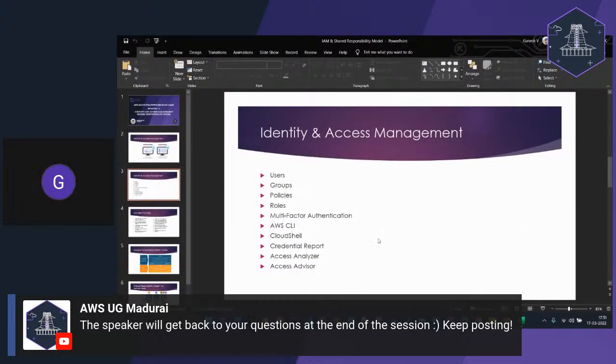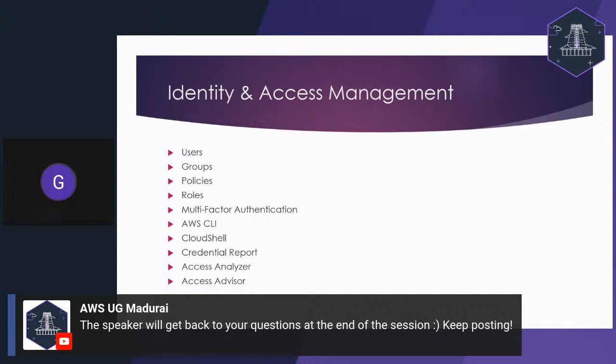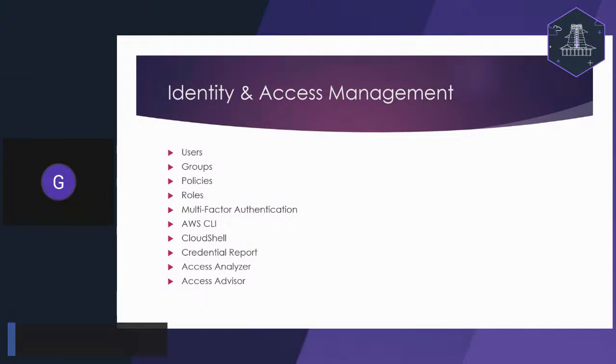So, back to our presentation. We discussed multi-factor authentication, CLI, CloudShell, Credential Report, Access Analyzer, and Access Advisor. So this completes the identity and access management services. If you have any queries so far, you can put them in the chat, and we will discuss them after the session. Now we'll move on to the best practices.